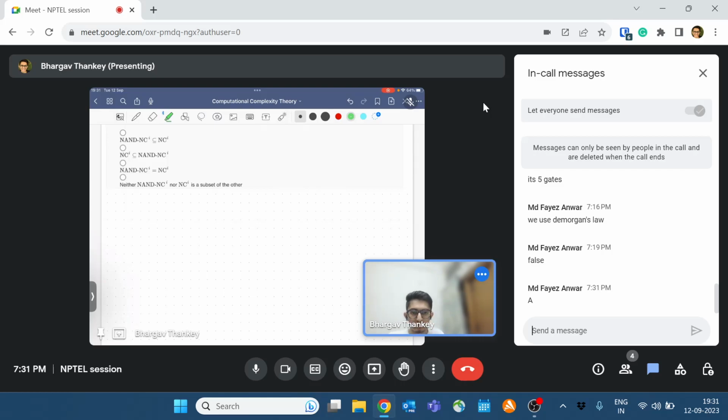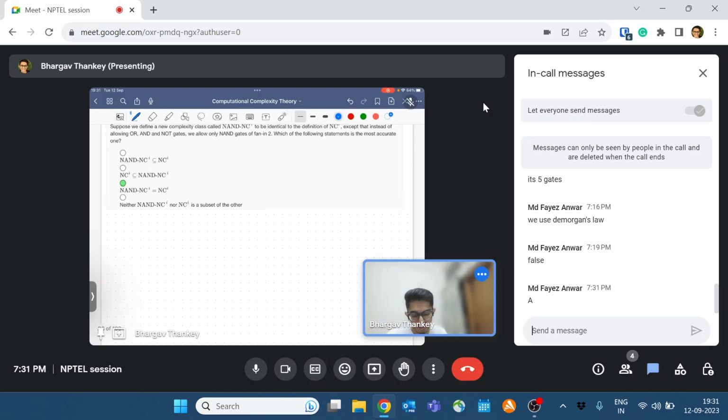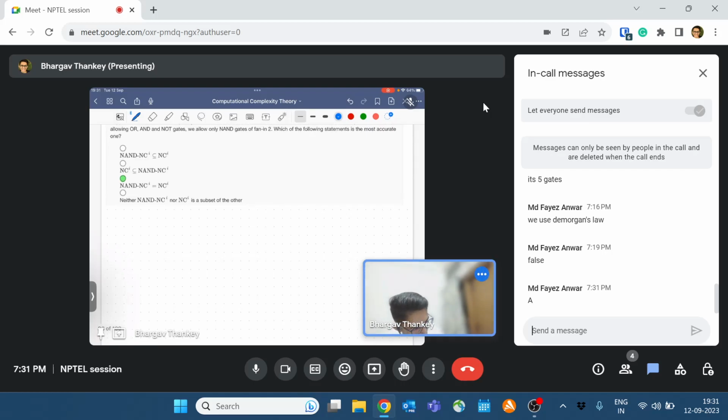Okay, so A is certainly true, but it turns out both A and B are true, and therefore C is true. In the question, we are supposed to pick the option that is the most accurate, and C is the most accurate because both are true. So, let me prove it now. The first claim is what you said: NAND NC^i is in NC^i.